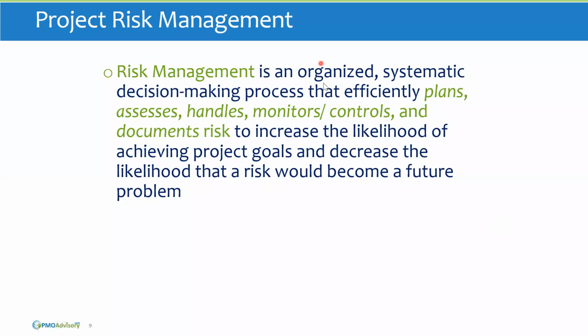So if that's what a risk is, what is risk management? Well, risk management is an organized, systematic decision-making process that efficiently plans, assesses, handles, monitors/controls, and documents risks. This is really speaking to all of the processes in risk management as per the PMBOK guide. The goal of risk management is to increase the likelihood of achieving project goals and decrease the likelihood that a risk would become a future problem. So we want to increase our opportunity risk and decrease our threat risk.